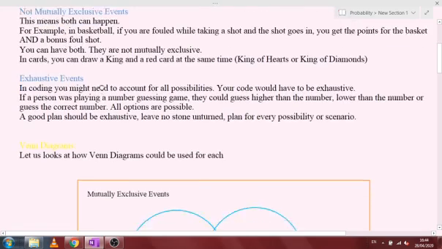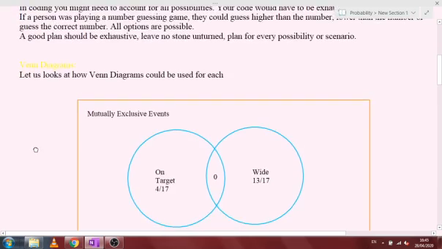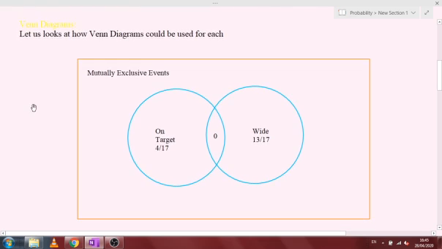So we're going to look at these now in Venn diagrams. Venn diagrams are a useful way to represent this, and a lot of the time in probabilities, how you look at the problem and how you go about solving it will dictate if it's going to be easy or not easy. So mutually exclusive events. Let's say you're in a match and you take a shot. The shot can either be on target or it can be wide. It can't be both.